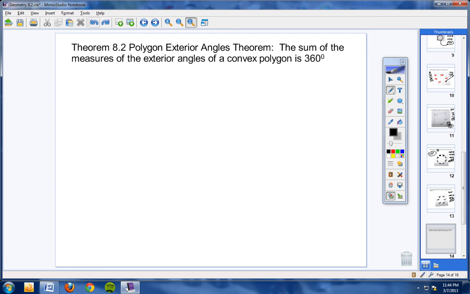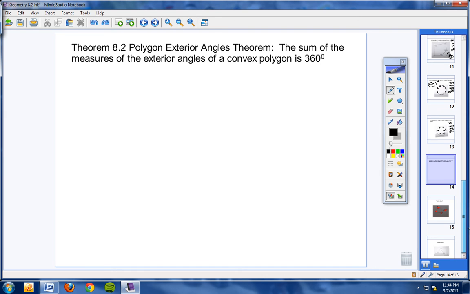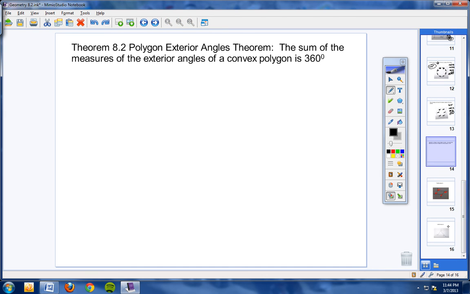This is called the Polygon Exterior Angles Theorem. The sum of the measures of the exterior angles of a convex polygon is 360 degrees. Always, Mr. Earhart? Always, always, always, yes.